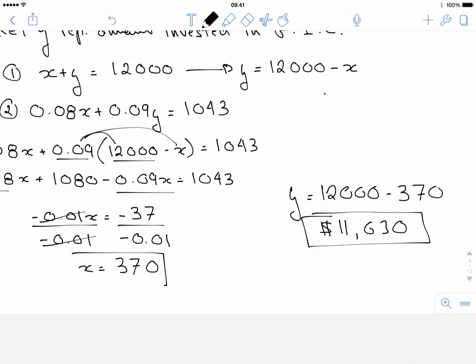and over here we have the amount invested in the bond, and we'll put that in dollars.